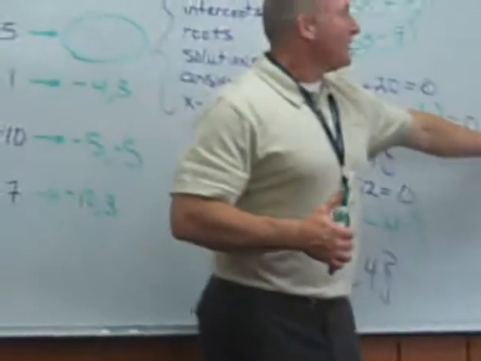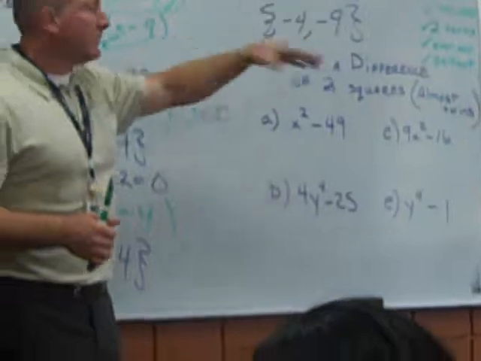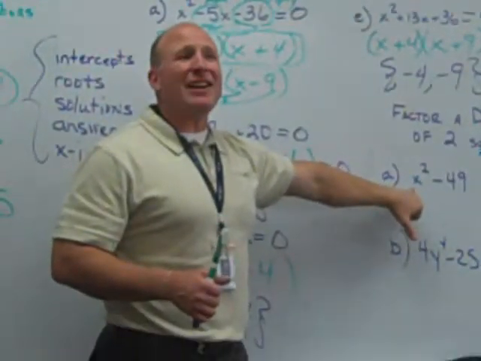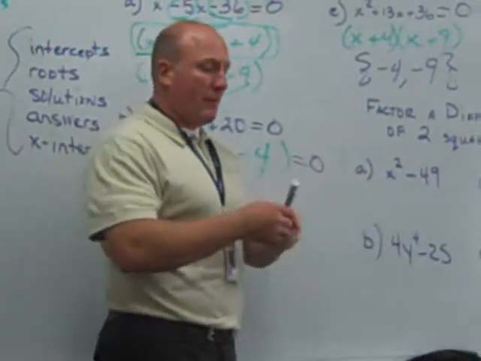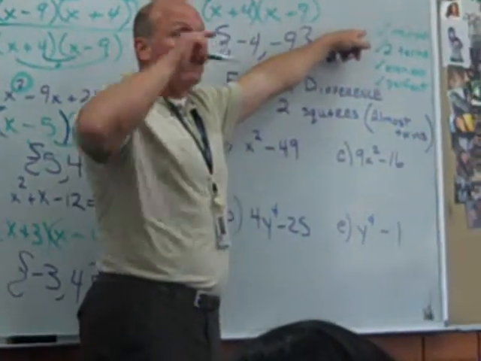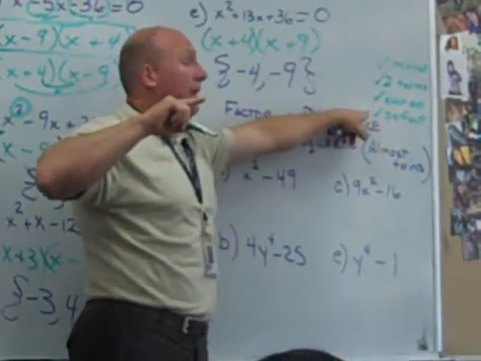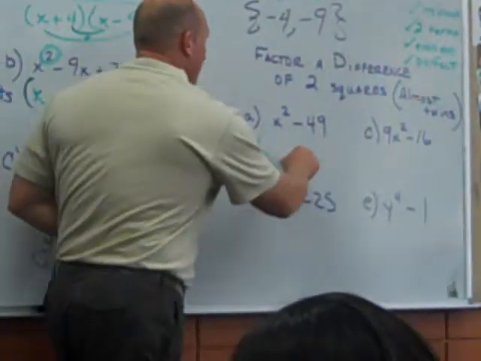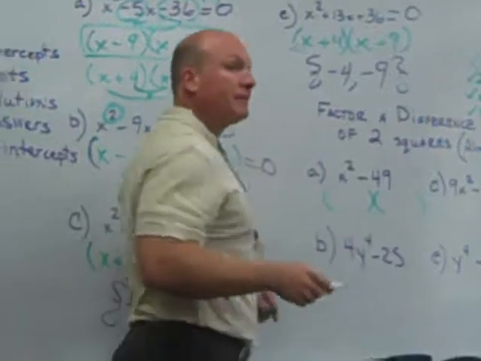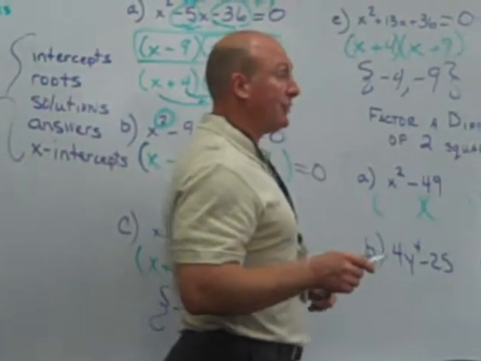So, ladies and gentlemen, perfect squares: 4, 9, 25, 36. How do I factor a difference of 2 squares? First of all, it's got to have all those. Is it a minus, yes or no? Is it even exponents, yes or no? 2 terms, yes or no? Perfect, yes or no? It's going to break up into 2 factors.